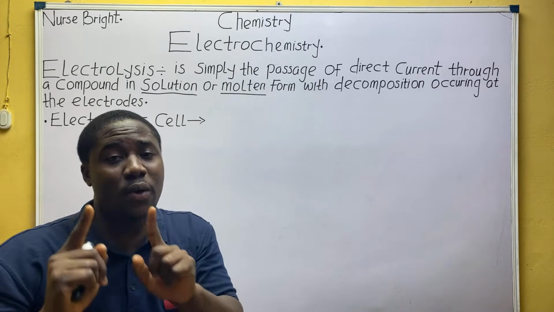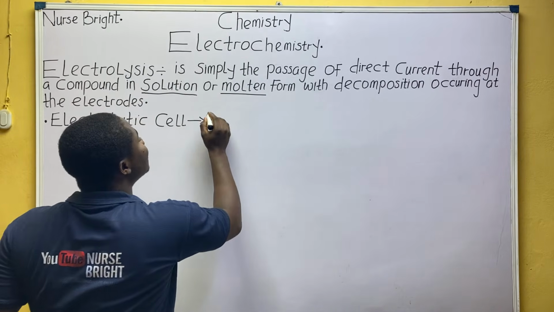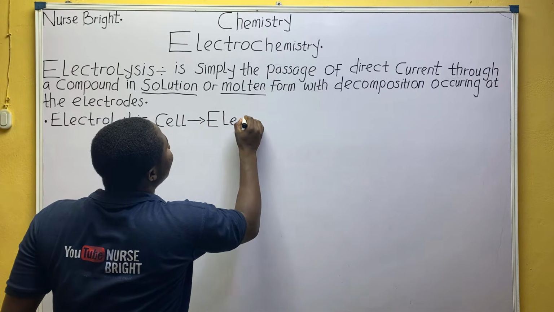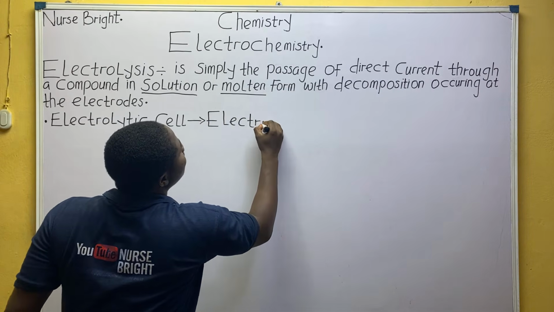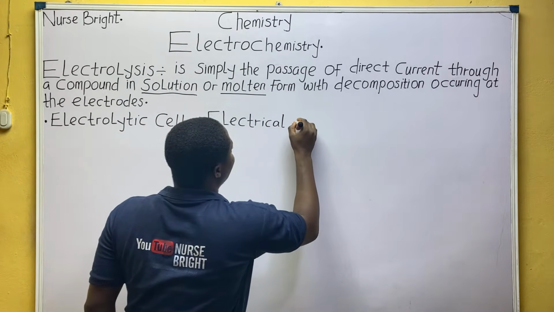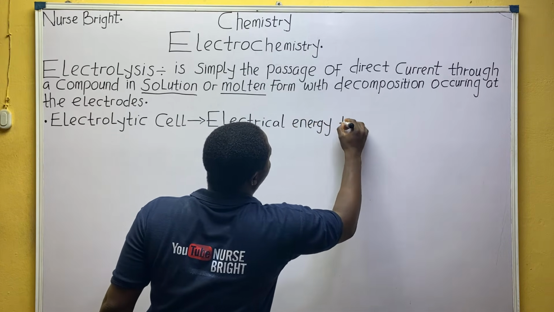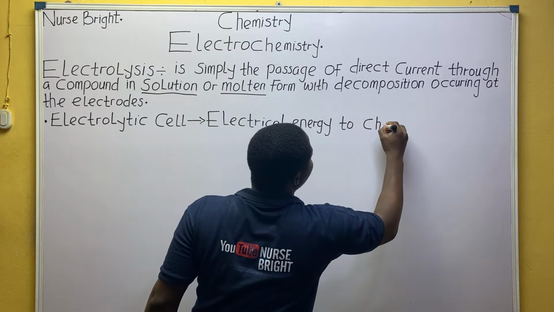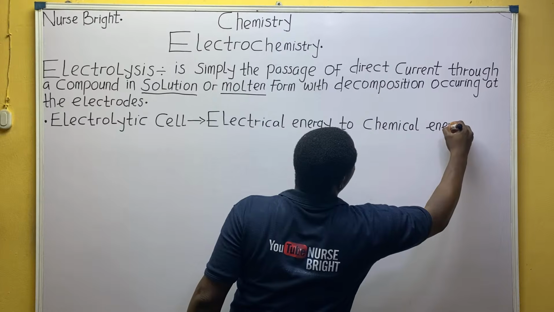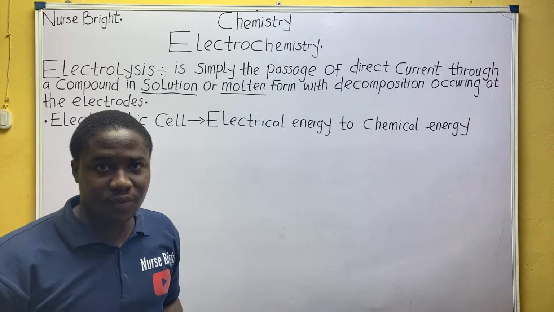They can ask you this in your exam: what does the electrolytic cell convert? It converts electrical energy, which is a form of energy, to chemical energy. I repeat, it converts electrical energy to what kind of energy? Chemical energy. Are you guys following me?